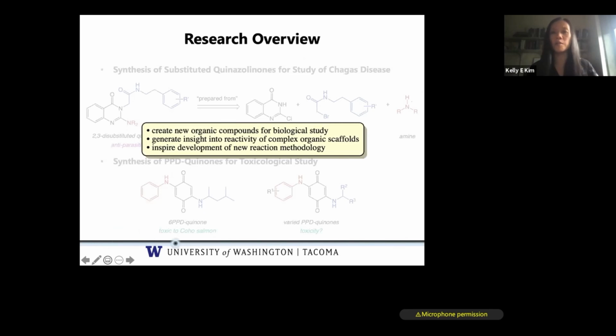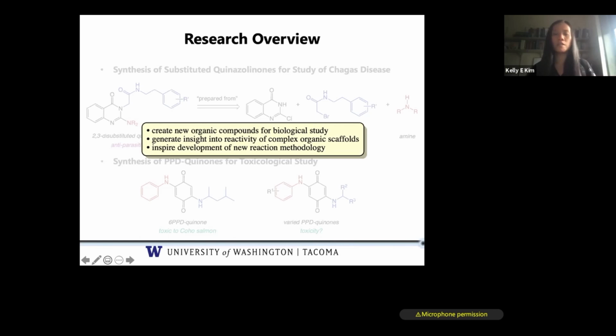But beyond that, as synthetic chemists, we're also interested in generating new, helpful insights into the reactivity of these complex organic scaffolds. And by doing so, inspire the development of new reaction methodologies that'll be useful in other synthetic endeavors.